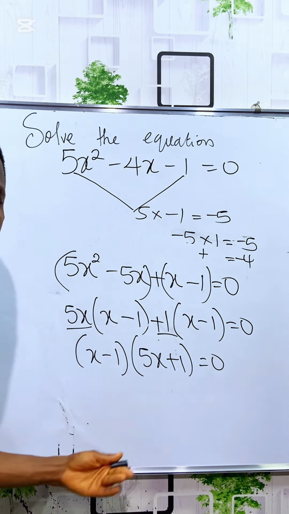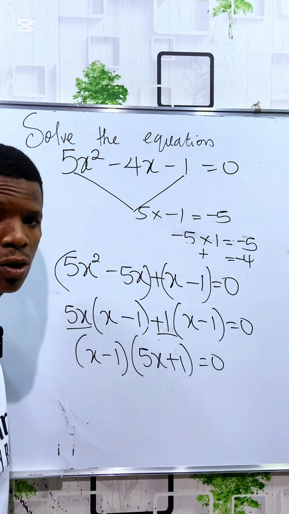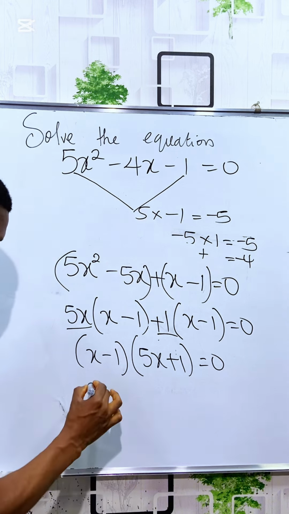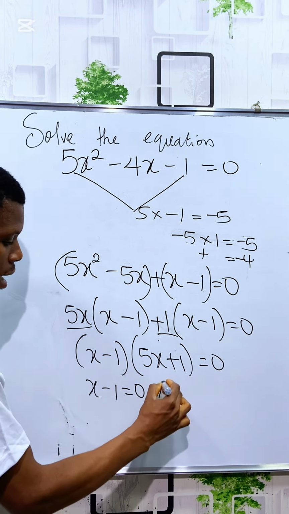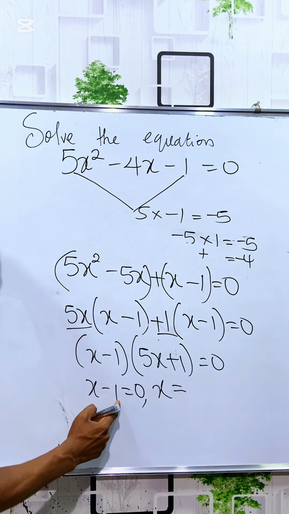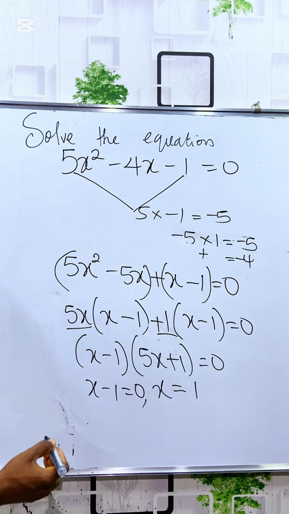We've actually factorized. So when two terms multiply to give 0, one of them is 0 or both of them are zeros. x minus 1 is equal to 0. In that case, x can be equal to, when minus 1 crosses the equality sign, it becomes plus 1. So x can be 1.